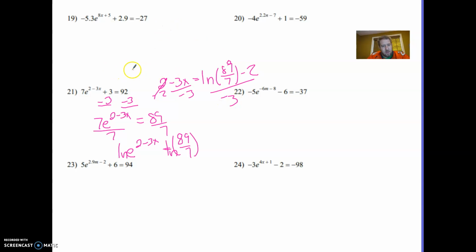So you end up getting negative 1/3 times the natural log of 89 sevenths minus 2. The negative 1/3 has to be applied to all of that, so I do need brackets, because that was the very last step and I want to make sure I include it in there.